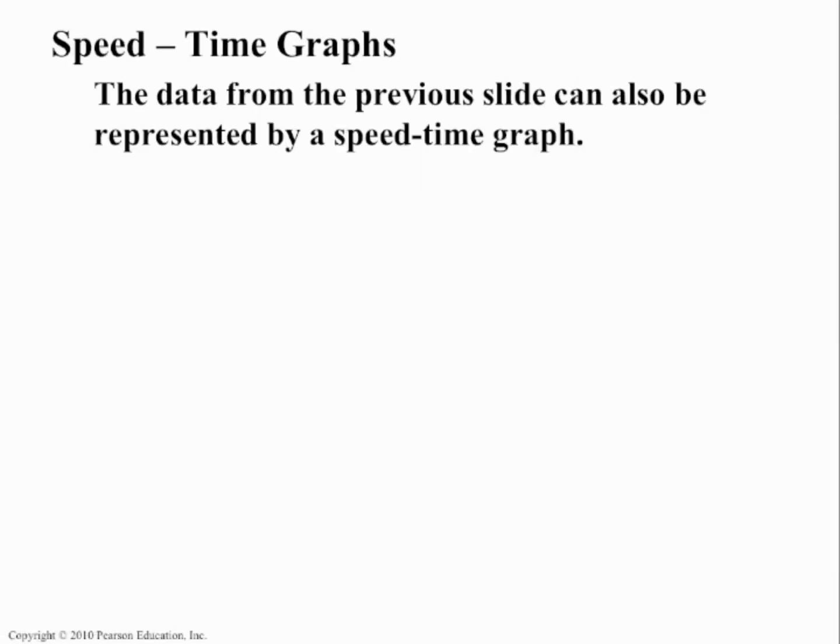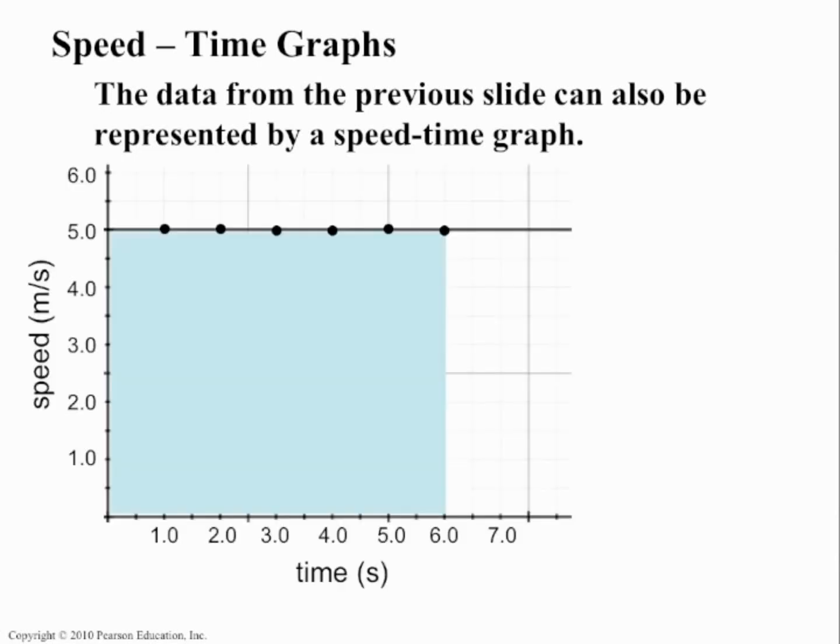Now let's talk about speed time graphs. The data from the previous slide can also be represented by a speed time graph. This would be the speed time graph. Notice that here on the y-axis, instead of position, we have speed. And so the units on the y-axis are meters per second. That's a speed unit. And then the x-axis is still time in seconds. Now notice that we have a straight line here. Why the straight line? Because the y-axis represents speed.